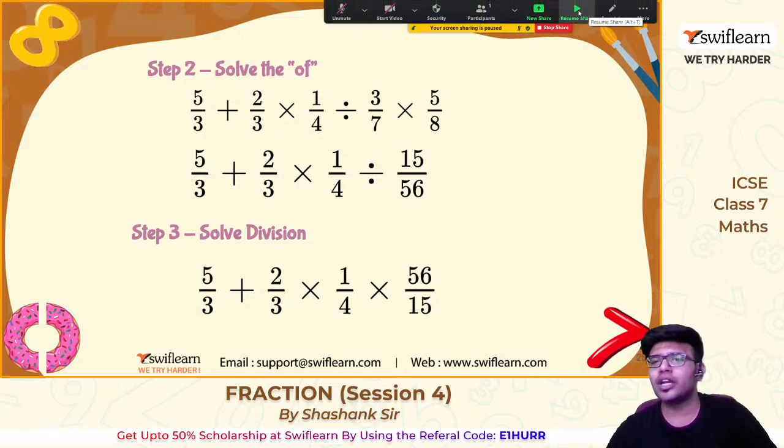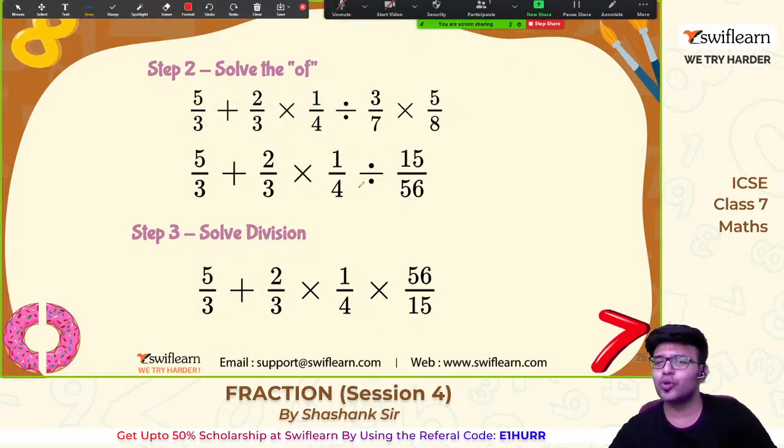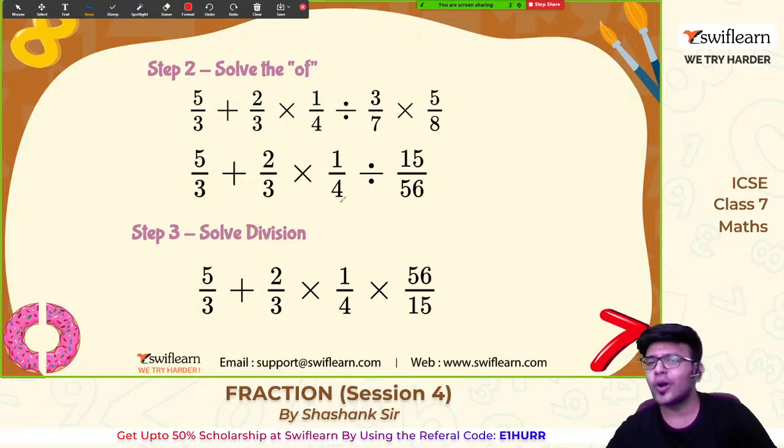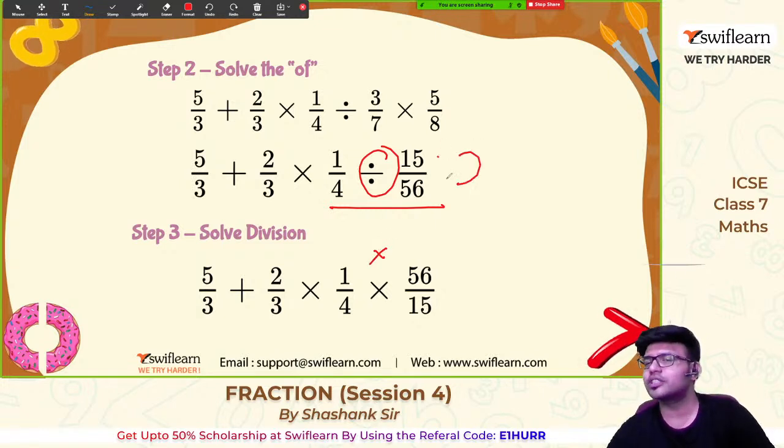Yes. So continuing this according to the BODMAS rule, first solve the division. So divide by this means you can write multiplication and take the reciprocal of this.